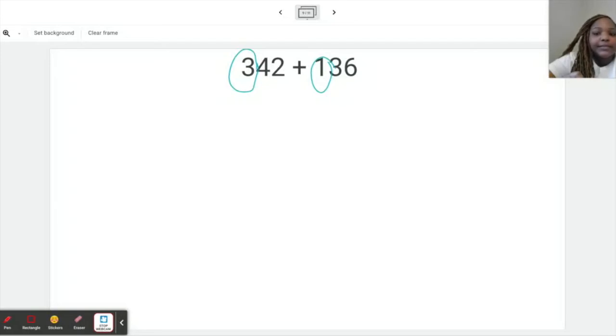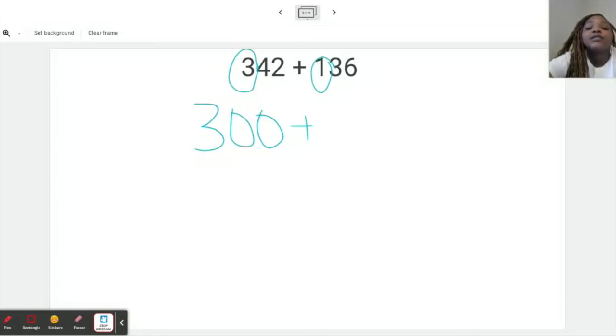What number? You're right, 300. 300 plus, and what should represent that 1 in the 100 spot? 100. Good job. 100. Very good. Now let's take a look at our tens. We have a 4 and we have a 3.